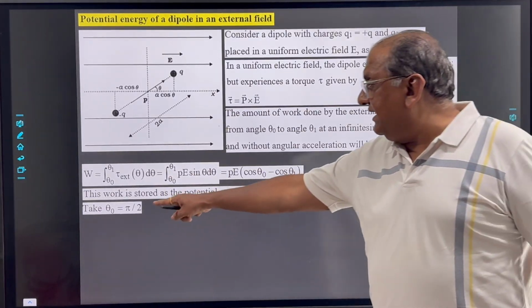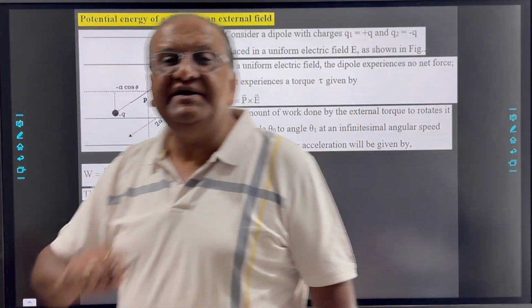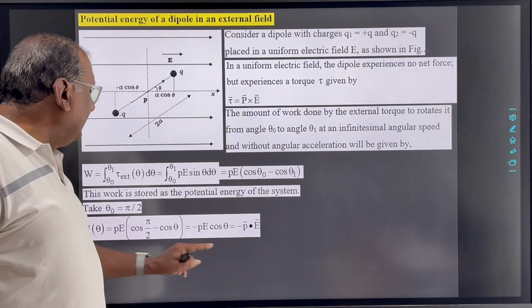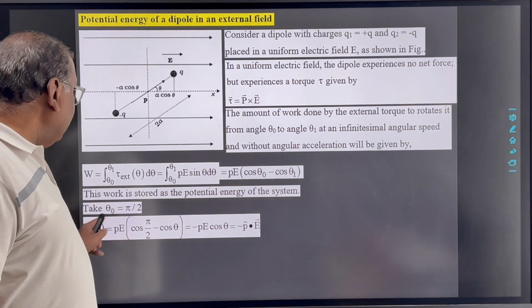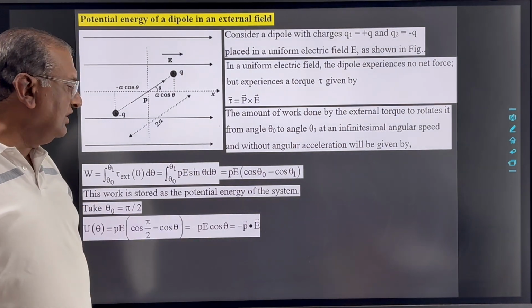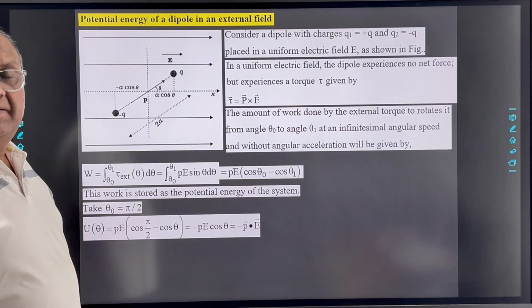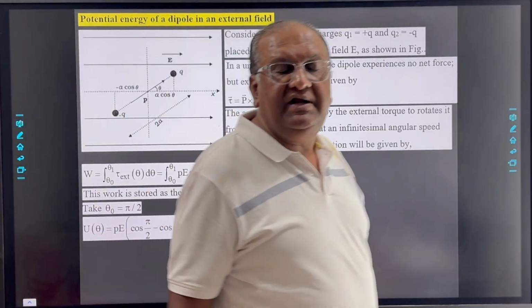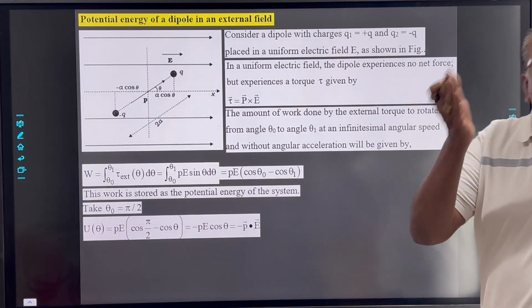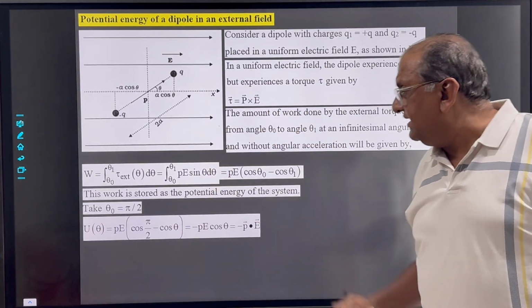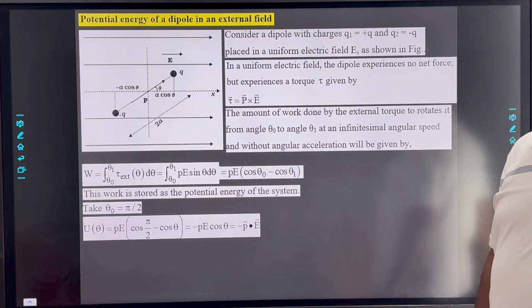And from theta 0 equal to pi by 2, if it is rotated by theta, then we can take theta 1 as theta, and cos pi by 2 is 0. So our potential energy turns to minus PE cos theta. So we can write minus P dot E. So in a uniform external field, when the dipole is placed at some angle theta, its potential energy is minus P dot E. Clear to all of you?